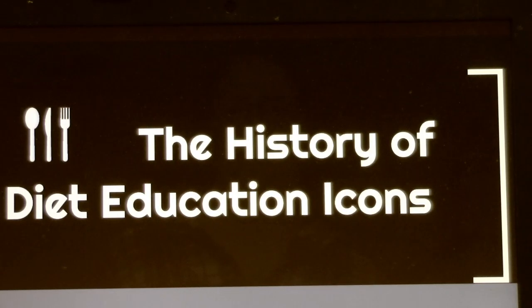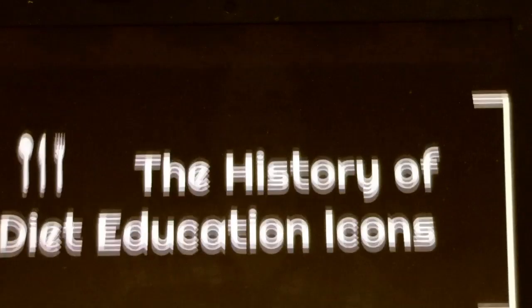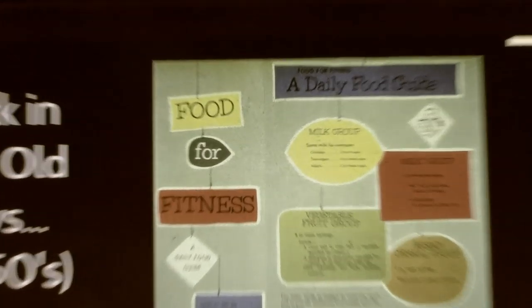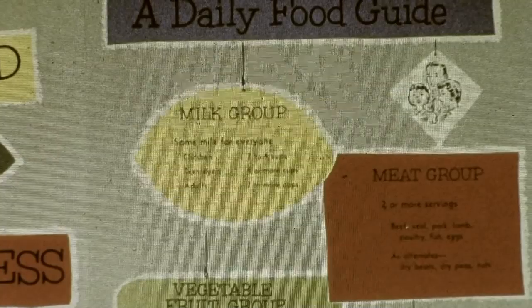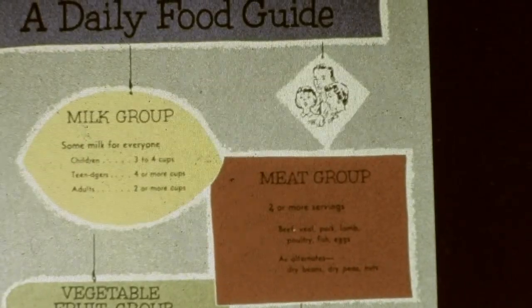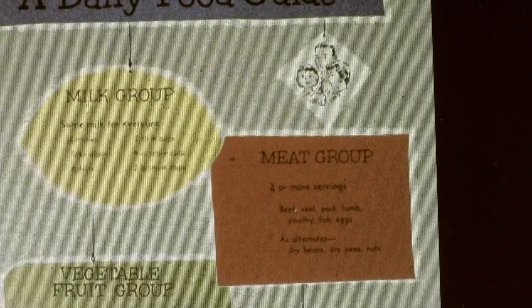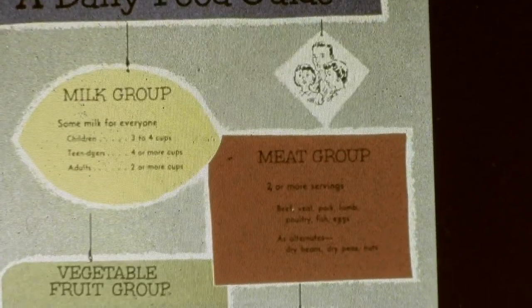So going from this, the history of diet education icons, the first one that your parents and grandparents might have been familiar with is often referred to as the basic 4 food groups. So this started back in the 1950s, and it's a pretty primitive education tool as far as it goes. Let me see if I can zoom in a little bit here. You may see foods were divided up into categories such as the milk group, the meat group, the vegetable and fruit group, and the bread and cereal group.